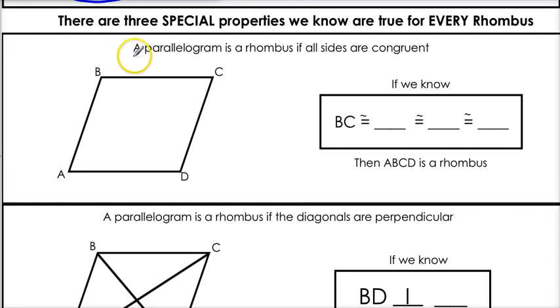So first, a parallelogram is a rhombus if all sides are congruent. So if I know that all the sides are congruent, then this must be a rhombus. So BC is congruent to CD, which is congruent to AD, which is congruent to AB. So if all sides are congruent, then we know that this parallelogram is a rhombus.